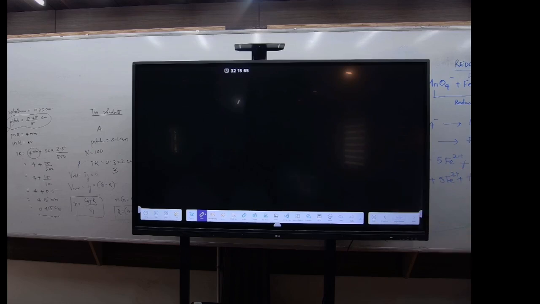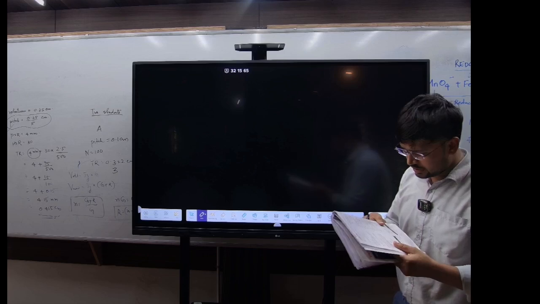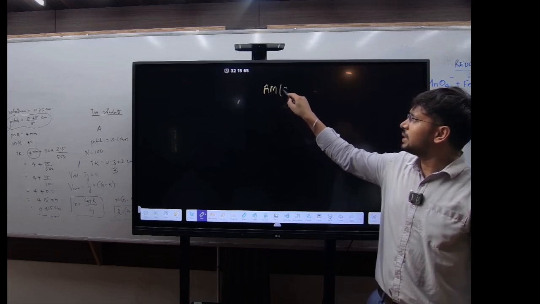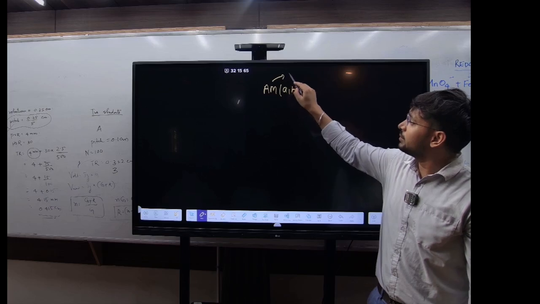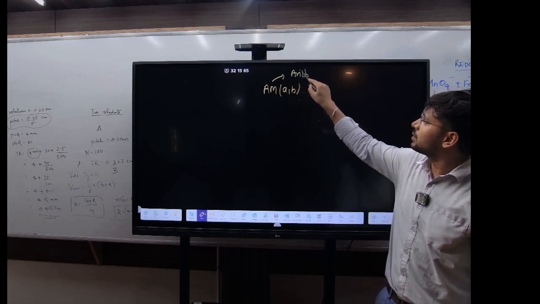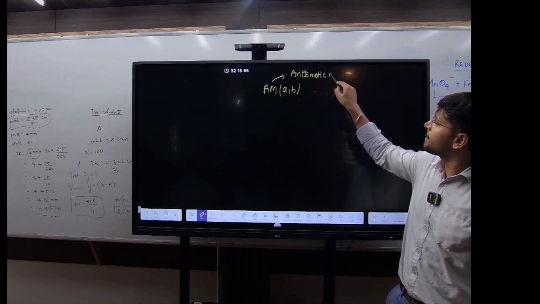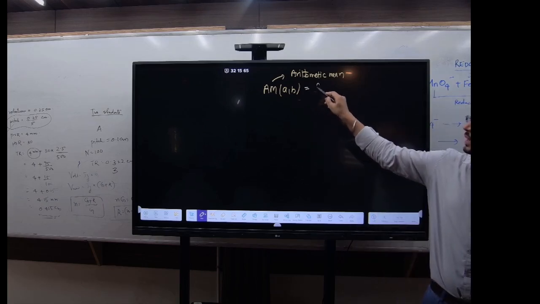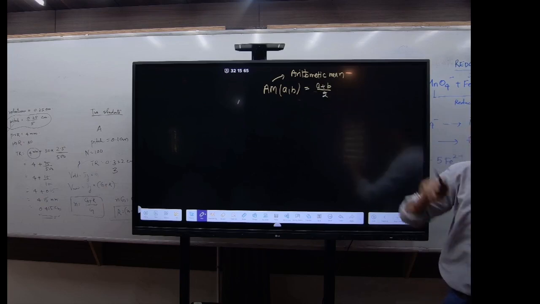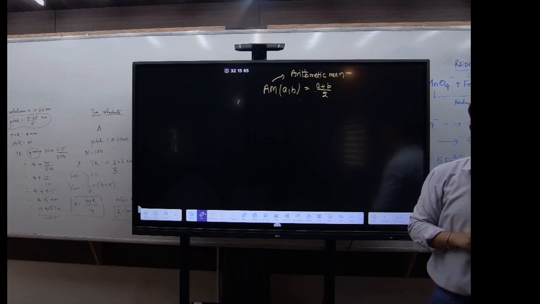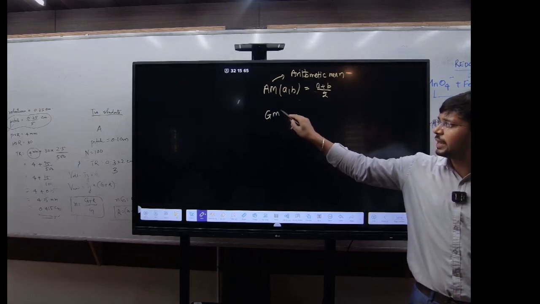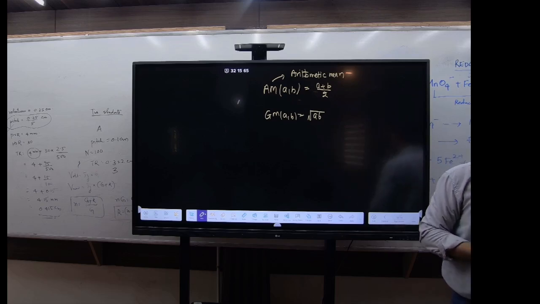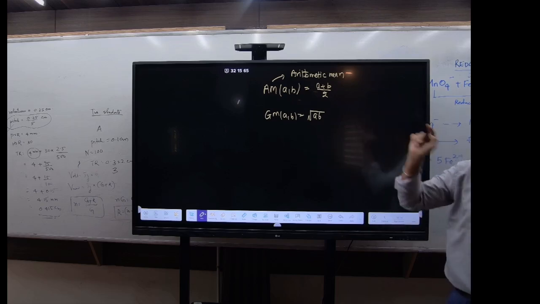Now there are two things you need to know for question number 7. Arithmetic mean of two numbers. AM is arithmetic mean. What is the arithmetic mean of two numbers? It is nothing but a plus b by 2. And the geometric mean of two numbers a and b is equal to root of ab. That you all know. Arithmetic mean of two numbers, geometric mean of two numbers.